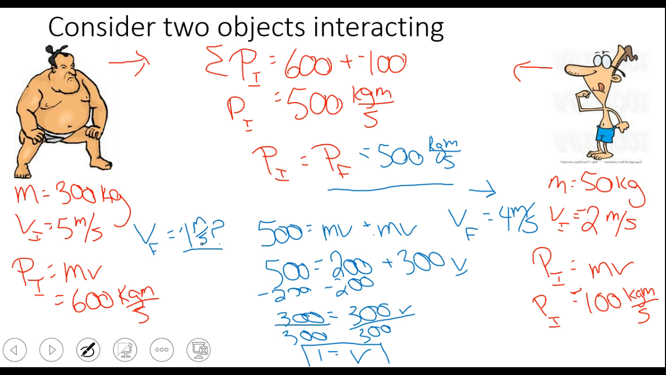And then I asked myself, okay, does that make sense that the more massive object would be moving slower after this collision? Oh, yes, it does. And it's going to be moving much slower than the little tiny guy, because he has less mass, it's easy to move.